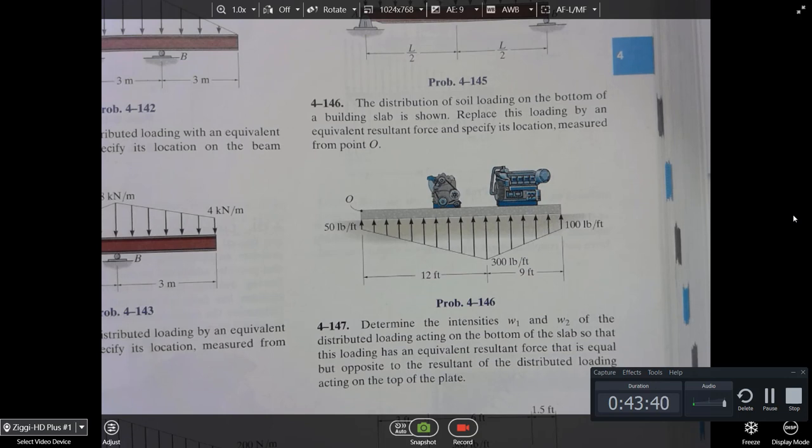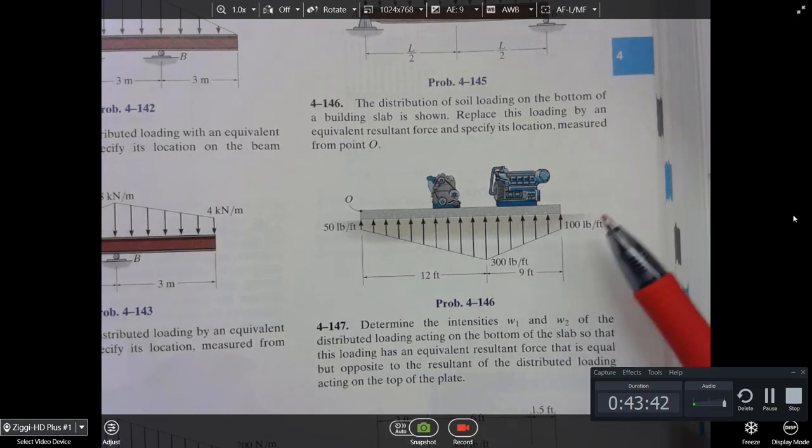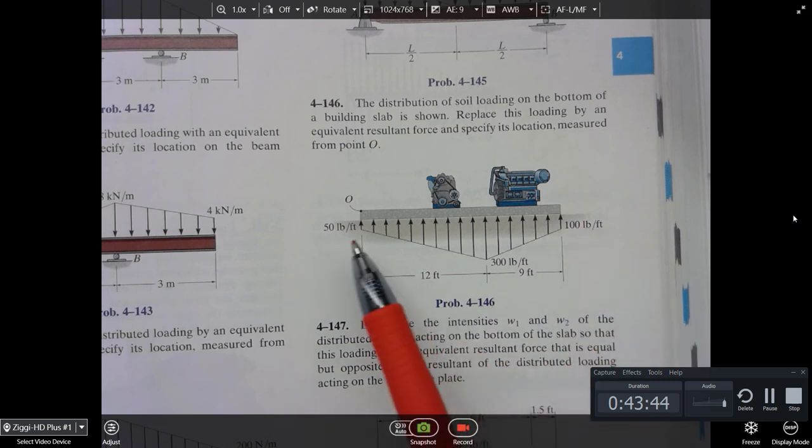Everyone see why I was saying I messed up? Because it doesn't go to 0. It goes to 100 pound feet right there and 50 pound feet right here. Okay. So I'll give you some time because that's going to take some time.